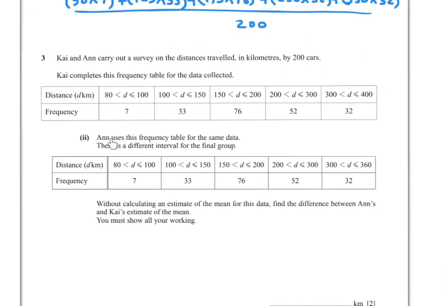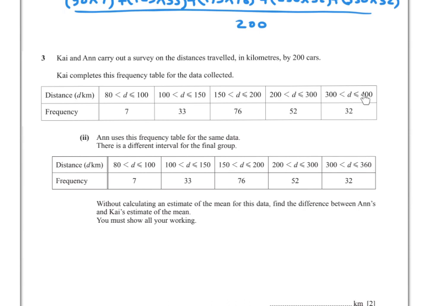Part (ii). Anne uses this frequency table for the same data. There is a different interval for the final group. For Kai, the group is from 300 to 400, but for Anne, from 300 to 360. So the middle value is different for Kai and Anne.